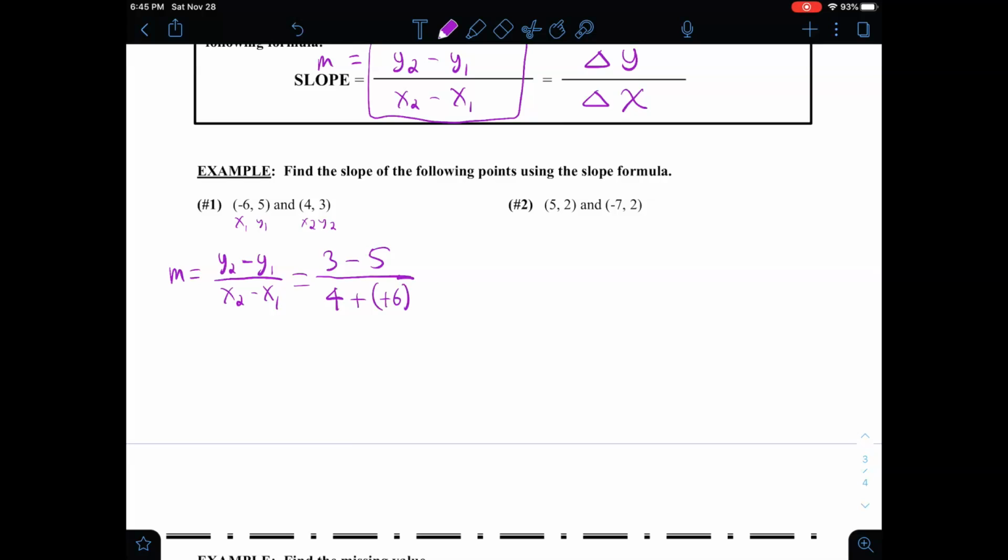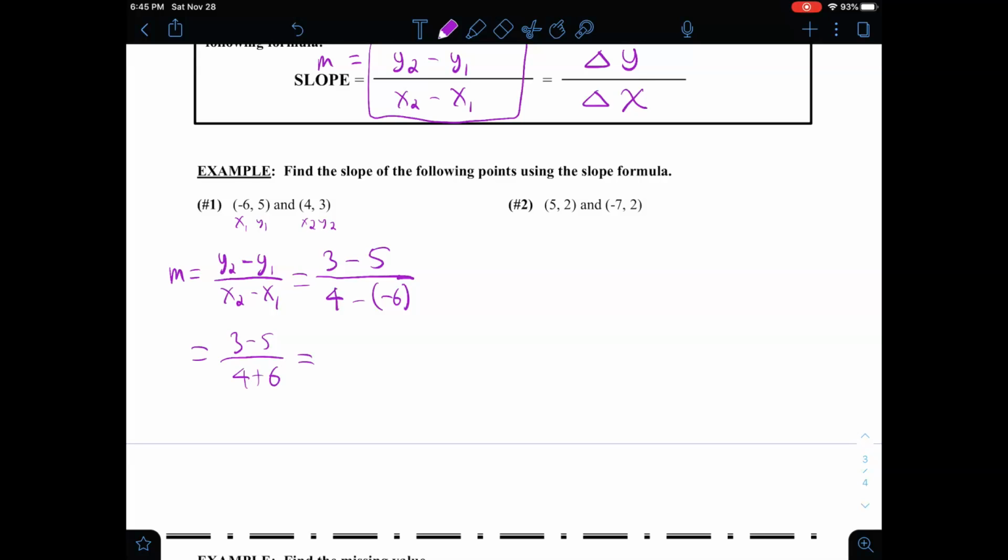So we have to do chop, chop. Minus a negative is plus a positive. So this is going to equal 3 minus 5 over 4 plus 6. I should actually get rid of these. Keep those negatives there. Okay, so minus a negative, you always chop, chop, and make it a positive.